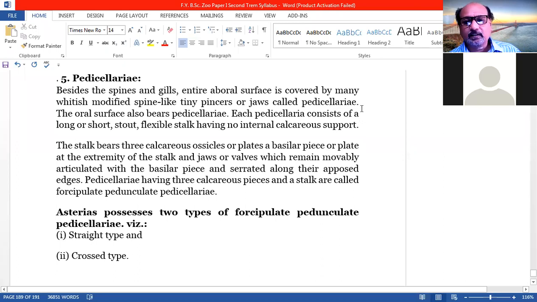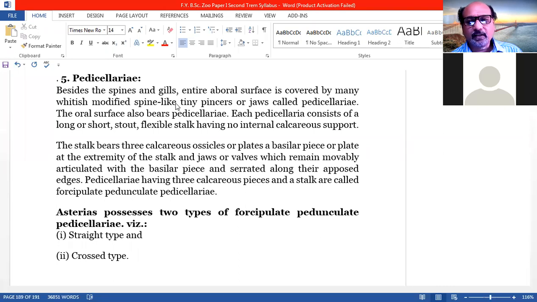Yesterday we studied the water vascular system and its economic importance, and we covered some points there. Now we are going to study a new topic, that is the types of pedicellariae in the starfish.